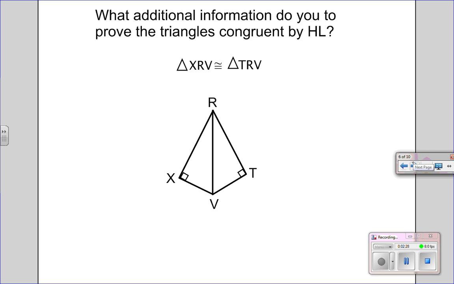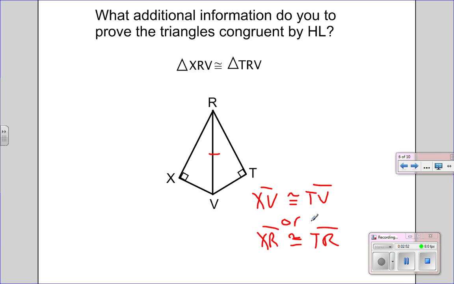In this problem, what additional information do you need to prove the triangles are congruent by HL? Well, the given information is that they're right triangles and that their hypotenuses are congruent to each other. So all you need to know is that either XV is congruent to TV, that would be a leg to a leg, or that XR is congruent to TR, that would also be another leg.